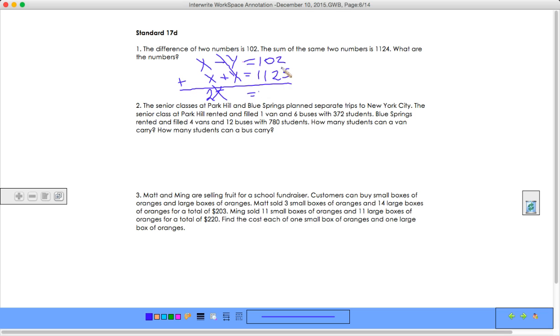Oh, is this a 4? This is a 4. There we go. That makes more sense. Dividing by 2, I'm going to get that x equals 613. Then to find y, I just have to plug it back into either equation. So I have 613 plus y should equal 1124. Subtract the 613 and I get y equals 511.